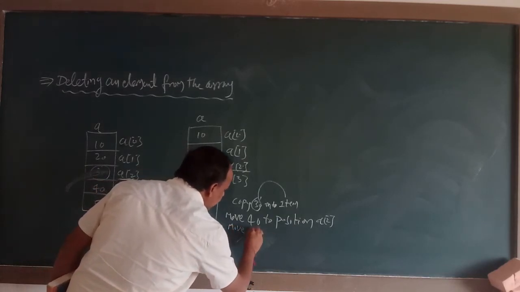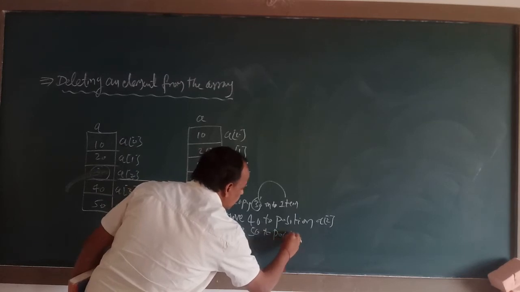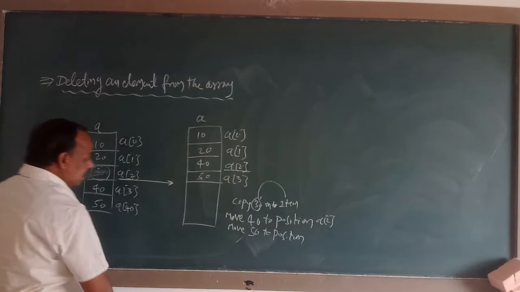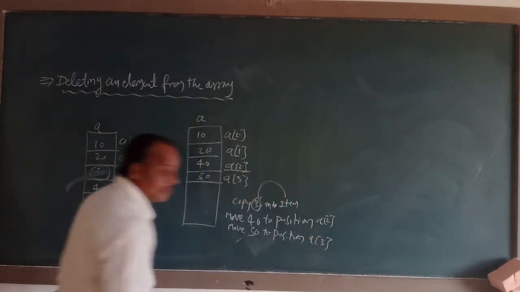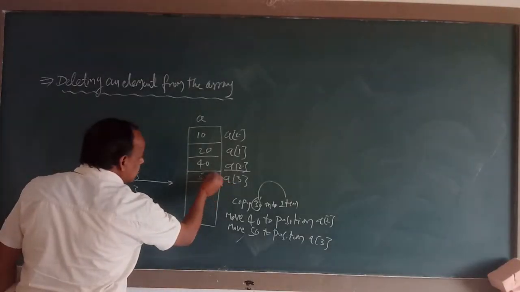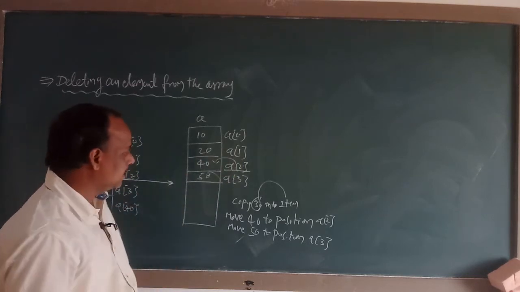Move, next element is 50 to position, decrement its position by 1, means A of 4 is there. Now we have to write A of 3. A of 3, we have to decrement its position. So that is A of 3 contains 50, A of 2 contains 40, right?